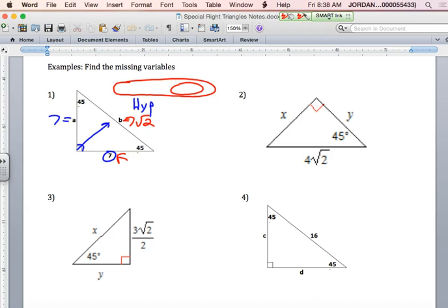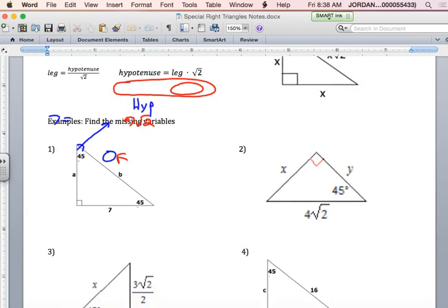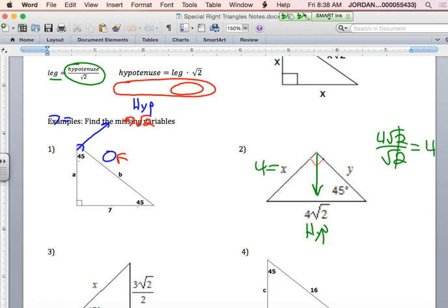This time they give you the hypotenuse. The other formula says if you want to know the leg, then you need to take the hypotenuse and divide it by the square root of 2. So right here I'm going to take the hypotenuse, because it's the one across from 90, and divide it by the square root of 2. Square root of 2 divided by square root of 2 just cancels, and that leaves 4. So x equals 4, and then y is the same, because those are your two legs, so y is also 4.